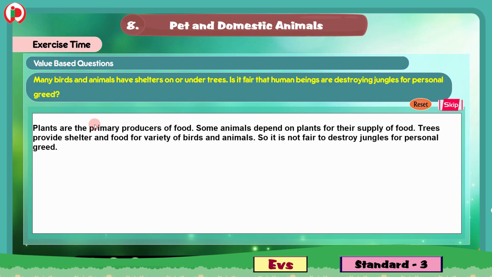Yes, children, plants are the primary producers of food. We get our food from the plants and trees. And some animals depend on plants for their supply of food. And trees provide shelter and food for a variety of birds and animals. So, it is not fair to destroy jungles for our personal greed. So, this is about the value-based question. And now we will move to the next section.